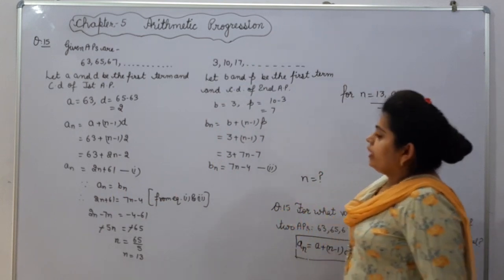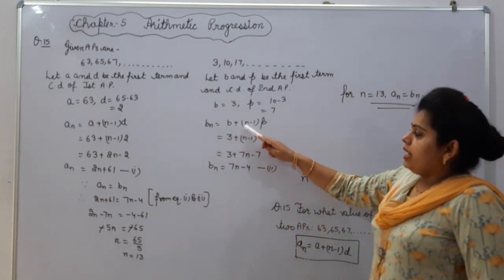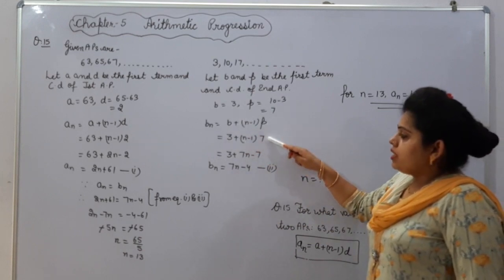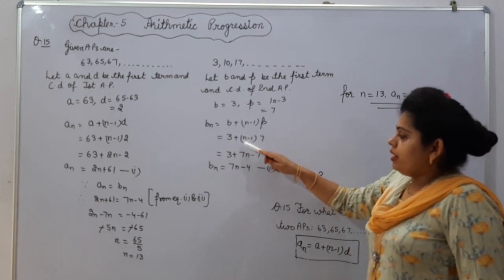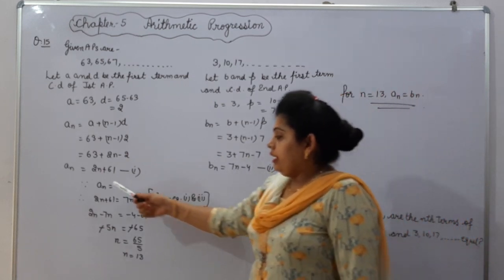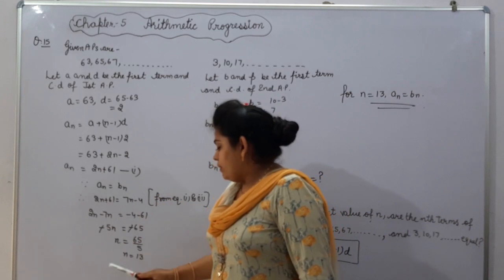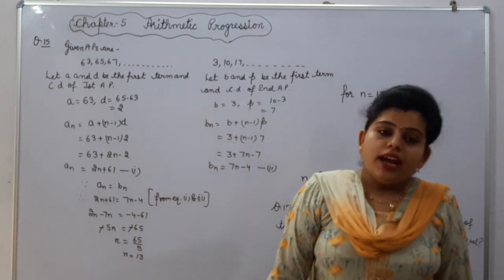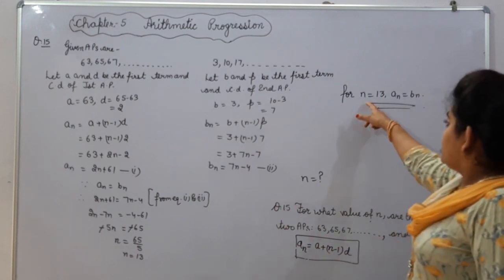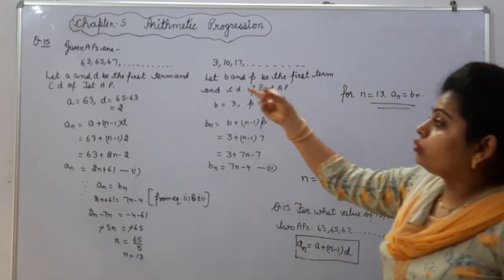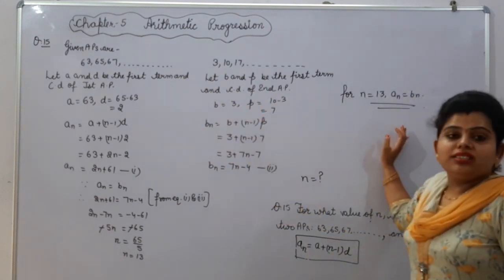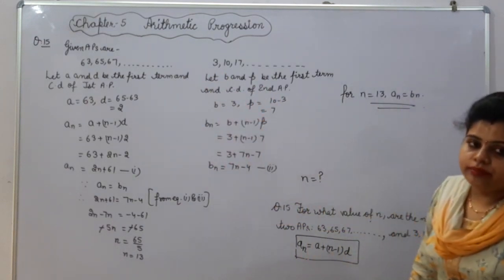So now bn. bn is equal to b plus n minus 1 into p. b is 3 plus n minus 1, p is 7. 3 plus 7n minus 7 means 7n minus 4. And we know that an is equal to bn. So on solving it we will get n is equal to 13. For n is equal to 13, the nth terms of the two APs are equal, means an is equal to bn. And this is our question number 15.